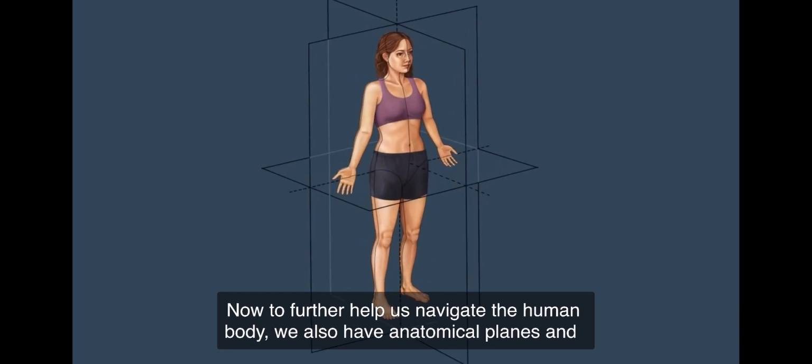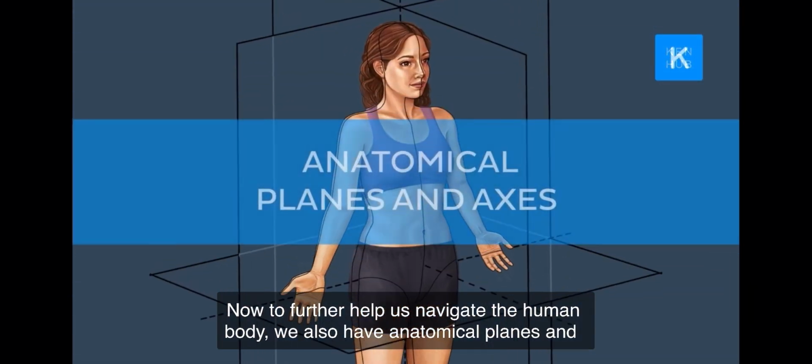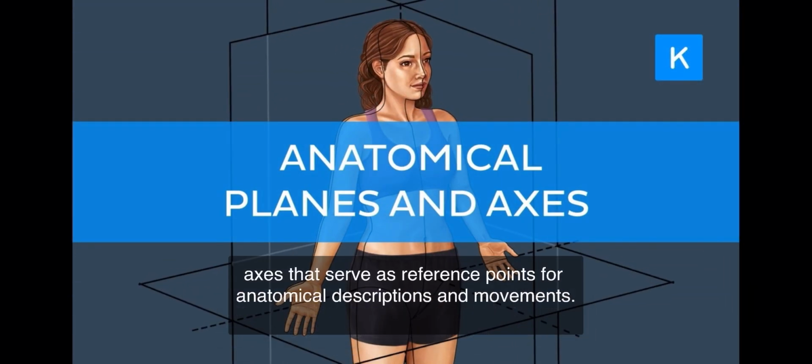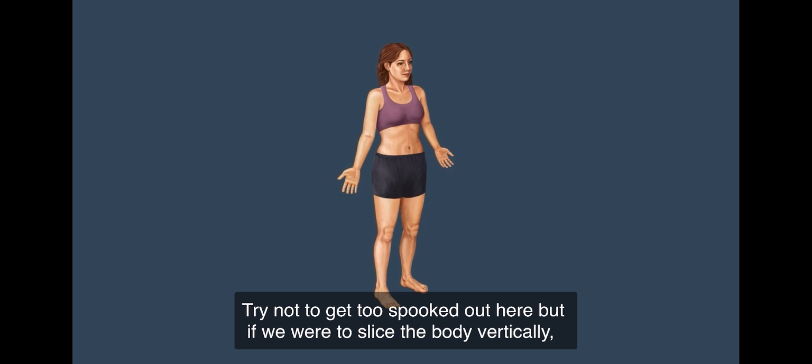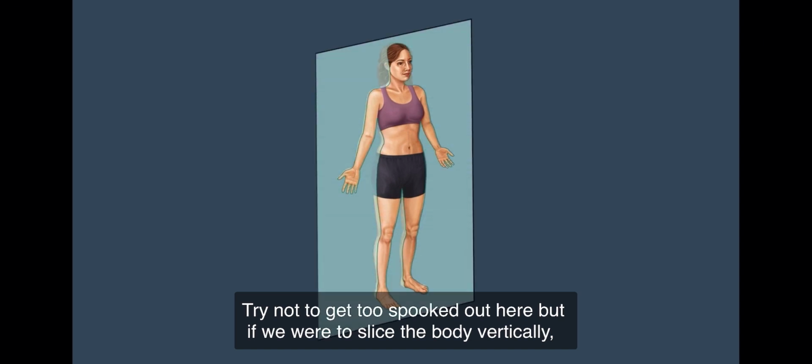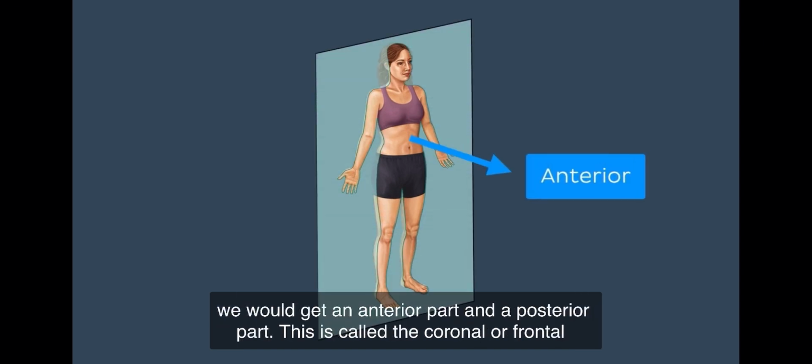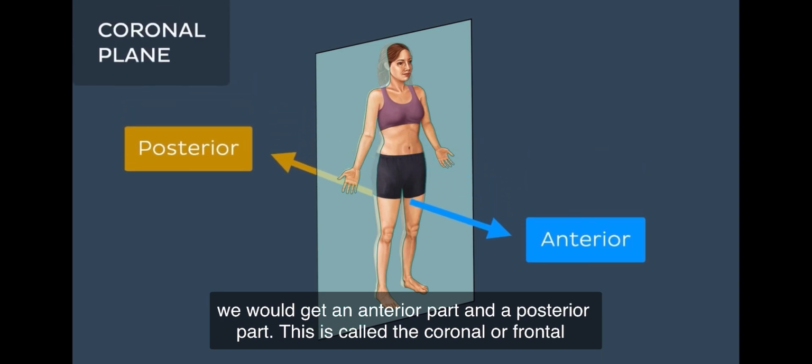Now, to further help us navigate the human body, we also have anatomical planes and axes that serve as reference points for anatomical descriptions and movements. Body planes are imaginary planes that slice or section the body in its anatomical position. Try not to get too spooked out here, but if we were to slice the body vertically, we would get an anterior part and a posterior part. This is called the coronal or frontal plane.